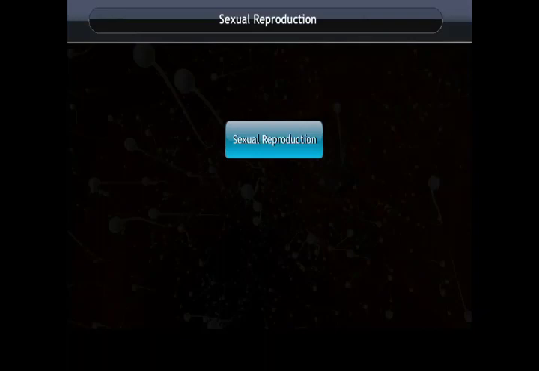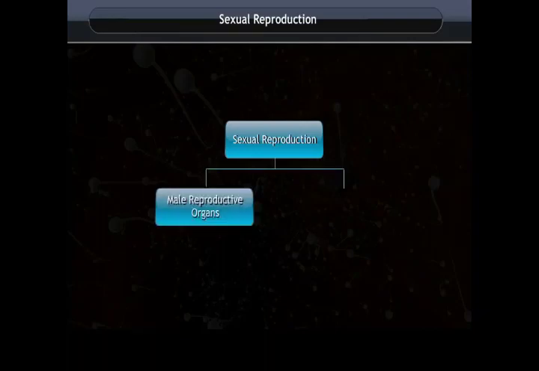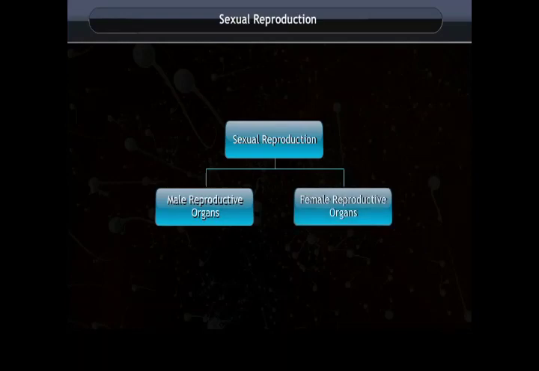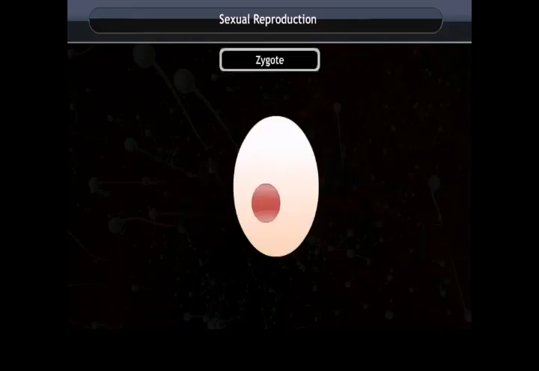Sexual reproduction. Sexual reproduction involves the participation of the male and female reproductive systems. Like plants, animals also produce male and female gametes which fuse to form a zygote. This zygote then develops into a baby. Let us study in more detail about the reproductive system in humans.